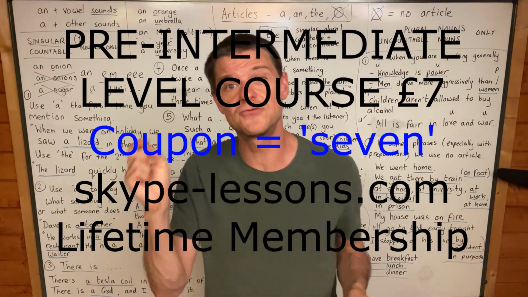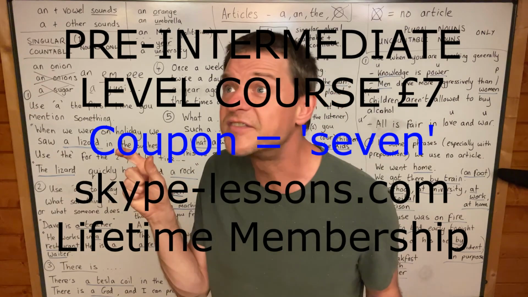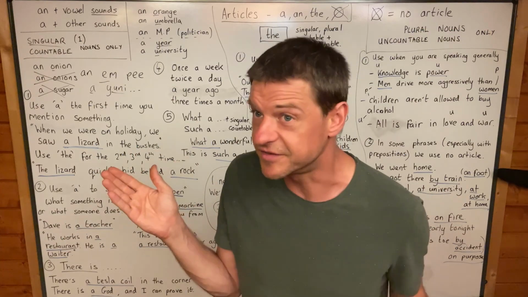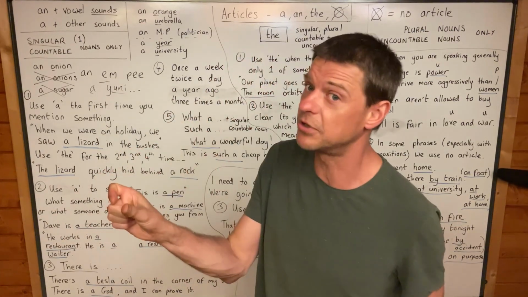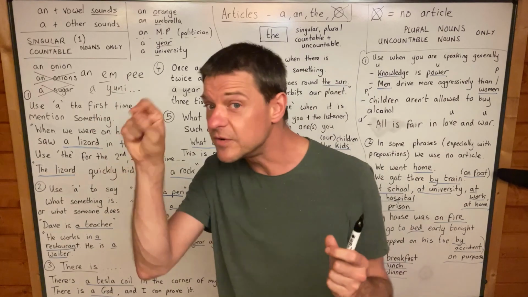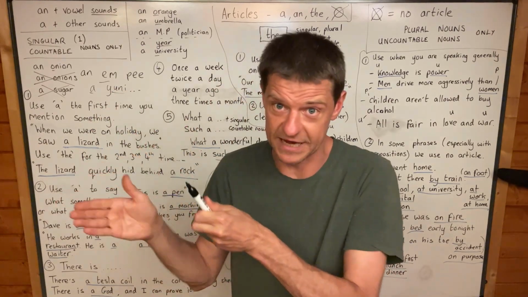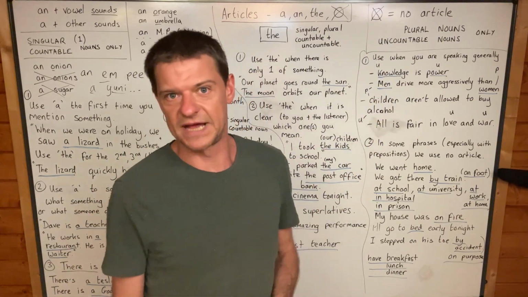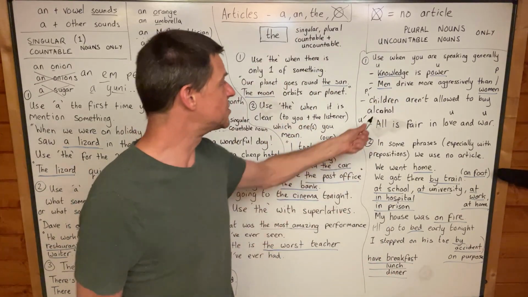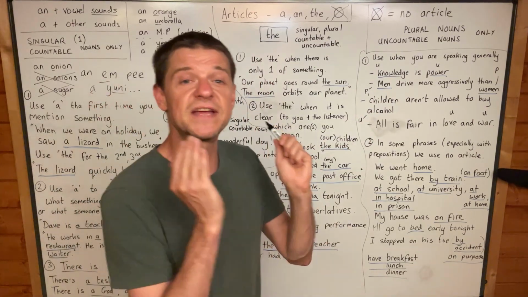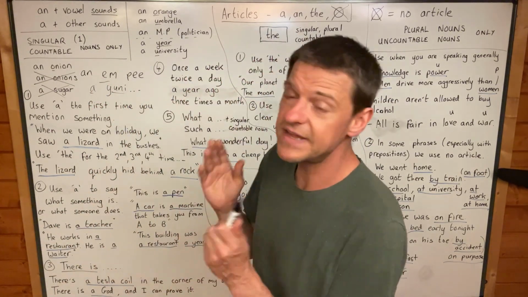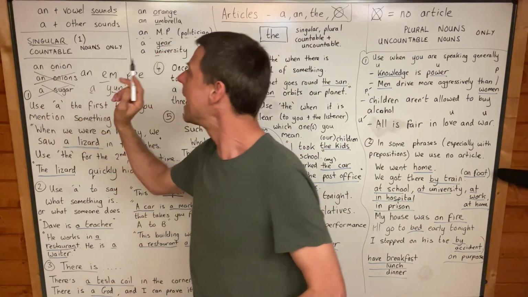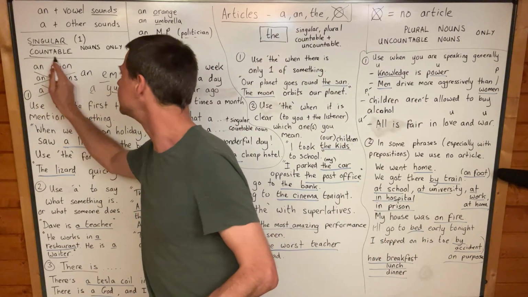So a friend, but you can't say a friends. You can say a banana, but you can't say a bananas. You can't put a before plural. You can't put a before a noun with an S on the end. And I mean a plural noun. So men is a plural noun. You can't say a men. Children is a plural noun. You can't say a children. You can't say a and plural. It's impossible. It's only before singular nouns and it's only before countable nouns.